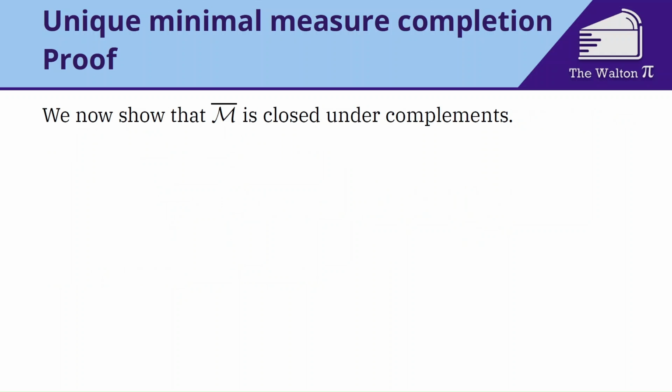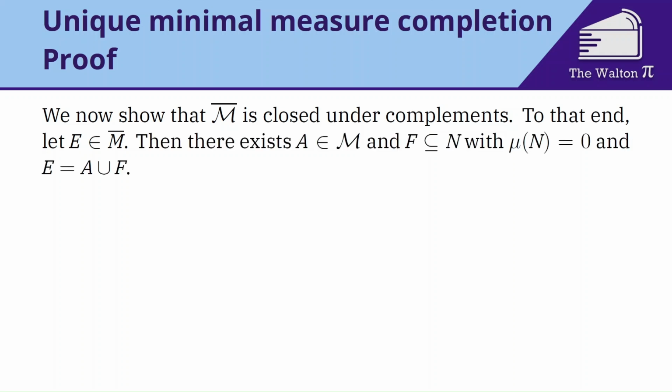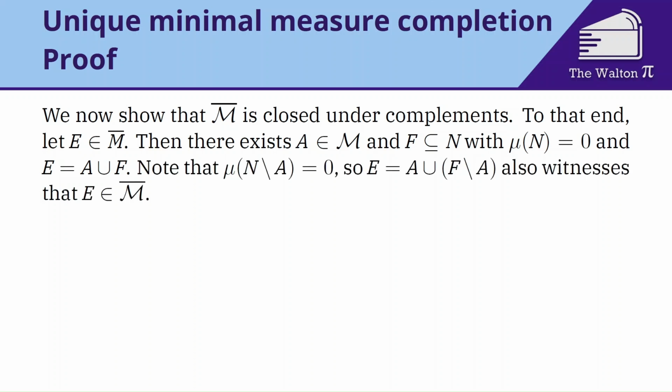So now we're going to show that M bar is closed under complements. To that end, let's just pick something that's in M bar, and we are going to show that X minus E is going to also be in M bar. Then there's going to exist an A in our original M and F a subset of a null set, where E is A union F. Note that the measure of N minus A is going to be 0, because that's a subset of a null set. So E can be written as A union F minus A.